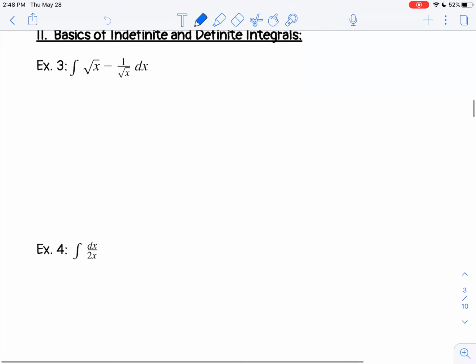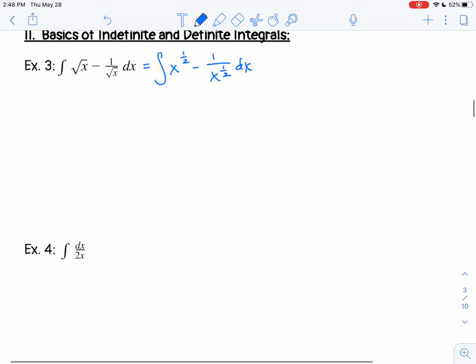In this example, we have the integral of the square root of x minus 1 over the square root of x dx. Now that's something we definitely want to rewrite with our powers. So we would write it as the integral of x to the power of 1/2 minus 1 over x to the 1/2 dx. Now what we can do with the power on the bottom is rewrite that second term as x to the negative 1/2, because it's x to the 1/2 but it's on the denominator of the fraction.